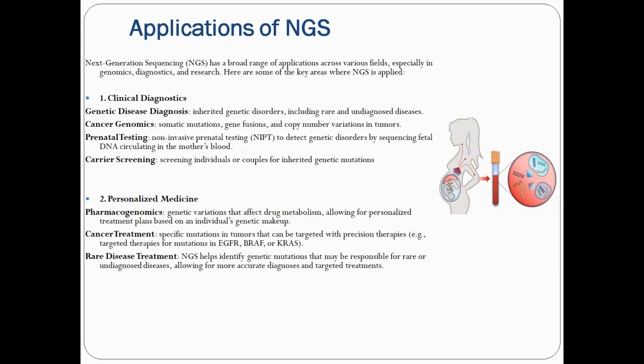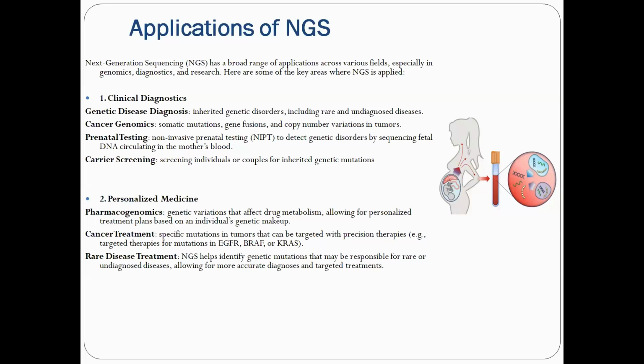the entire community. Also, in case of cancer genomics, the somatic mutations, the acquired mutations, the gene fusions and copy number variations are largely seen in tumors. For example, the copy number variation in BRCA1 is a predominant mutation in breast cancer or ovarian cancer patients.